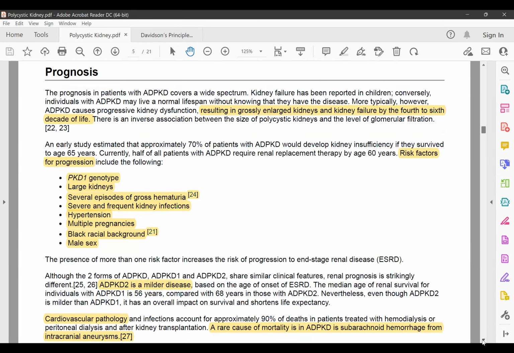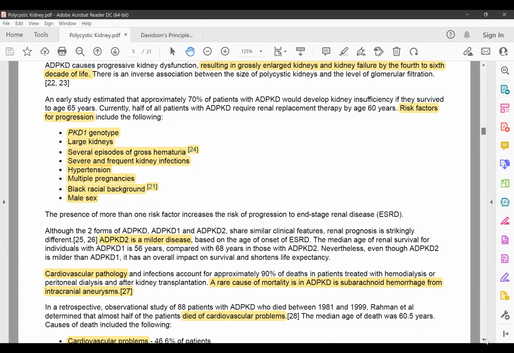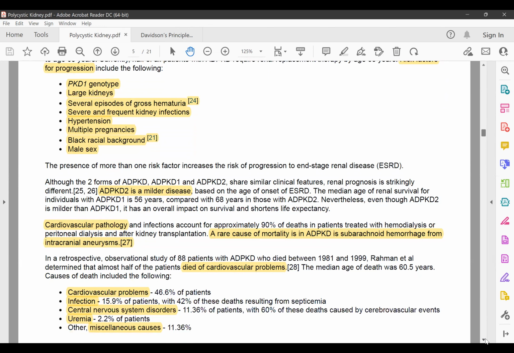ADPKD2 is a milder disease. Cardiovascular pathology and infections account for 90% of the deaths in those treated with hemodialysis. So that's very important. A rare cause of mortality is subarachnoid hemorrhage due to intracranial aneurysm. Half of the patients died due to cardiovascular problems in this disease.